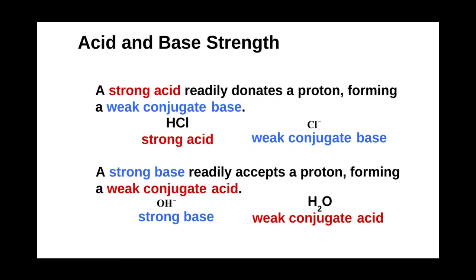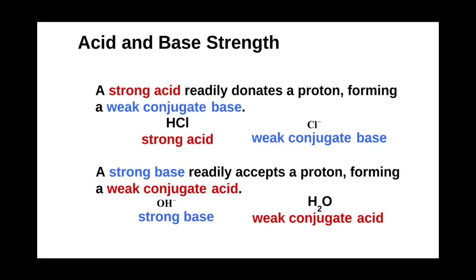Now, conceptually speaking, an acid is strong because it does readily donate a proton, and the conjugate base it then forms is very, very weak. So when hydrochloric acid donates its proton, the resulting chloride ion is thus a very weak base. A strong base readily accepts a proton, forming a very, very weak conjugate acid. So we have a very, very strong base, the hydroxide ion. When it absorbs a proton, it forms a very, very weak conjugate acid of water.